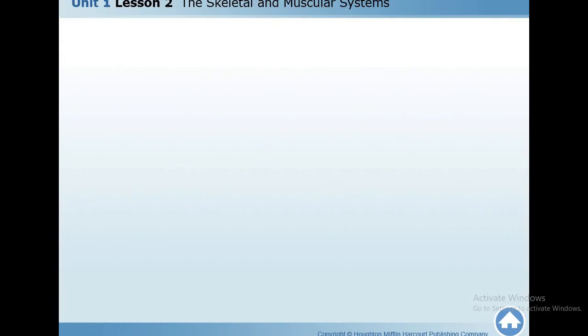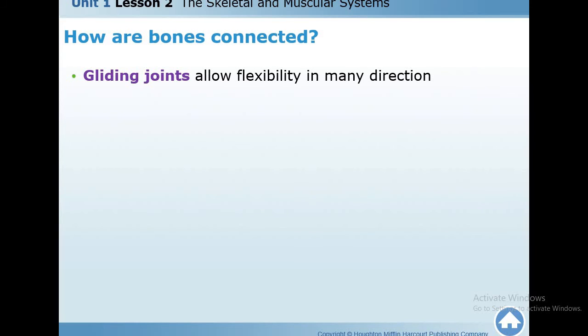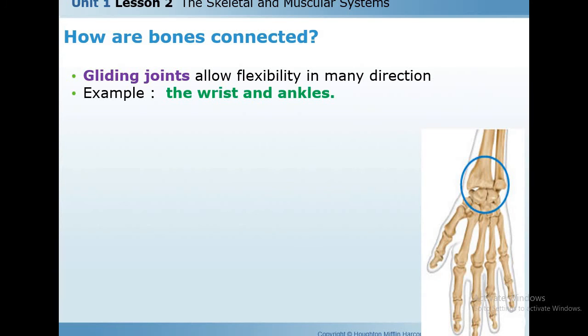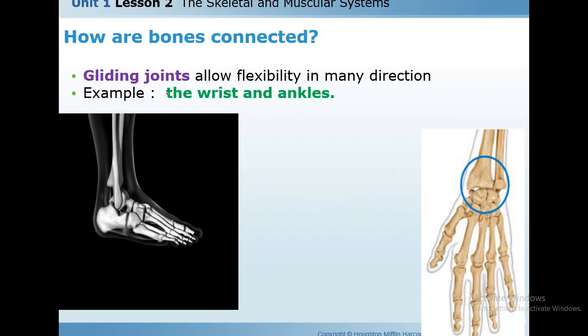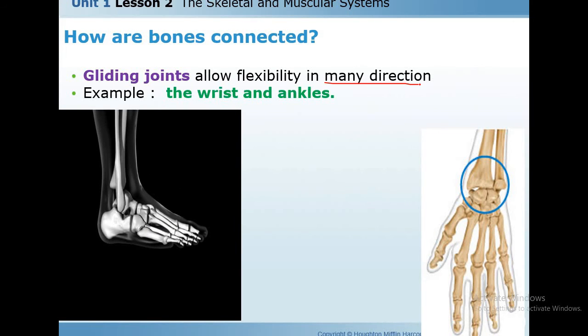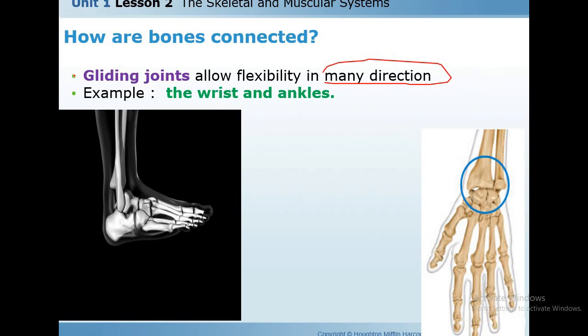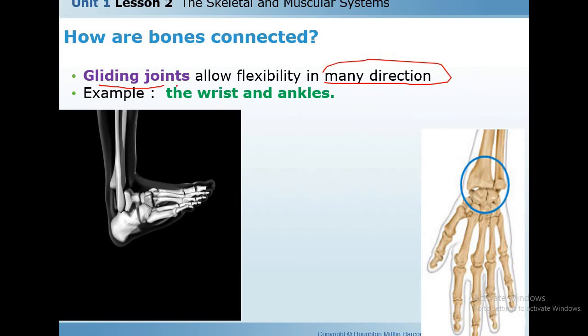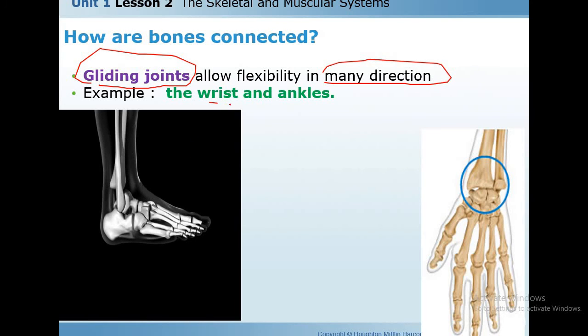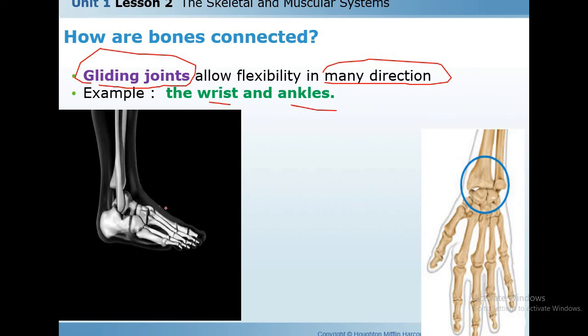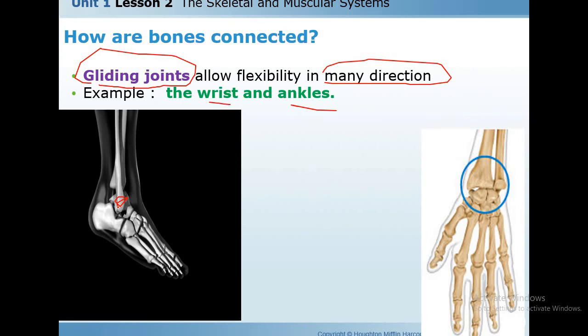Second type of movable joint: gliding joints. Gliding joints allow flexibility in many directions. So gliding joints allow movement in many directions, like the wrist and ankle. This ankle, look, can move in many directions. This joint is called a gliding joint.